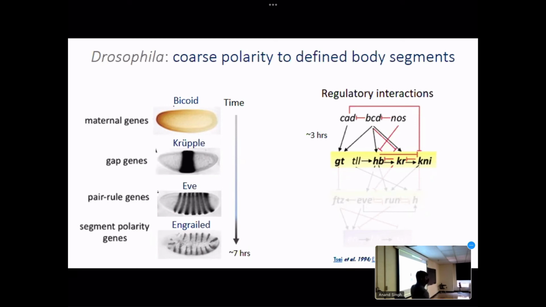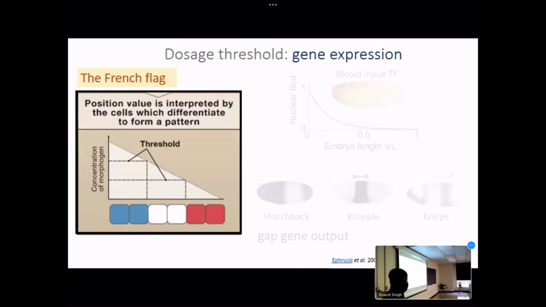One of the key ideas in developmental biology has been the French flag model. It says we have some small diffusible molecules that are graded along the length of the embryo, and depending upon the concentration of these small transcription factors or diffusible molecules, they can give rise to blue, white, or red types of cells. And this was before even bicoid or any given morphogen was discovered.